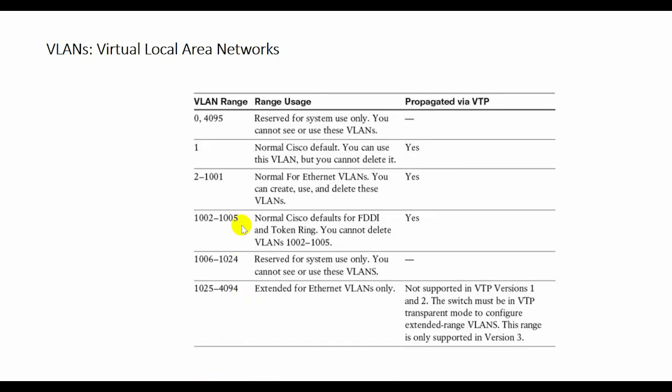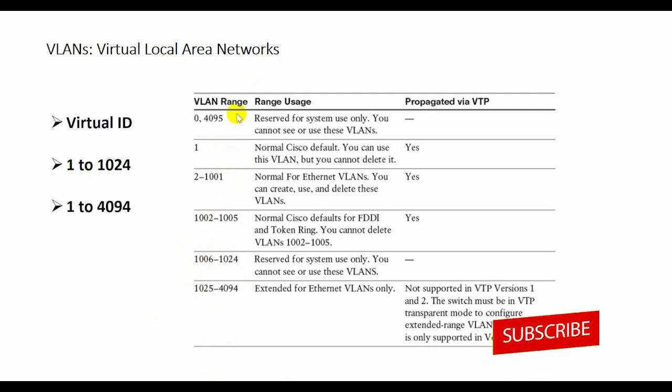Each VLAN on the network must have a unique VLAN ID. The valid range of user configurable VLANs is 1 to 1024. The valid range of VLANs specified in the IEEE 802.1Q standard is 1 to 4094. This table describes VLAN ranges and their use. See the table. VLAN 0 and VLAN 4095 are reserved for system use only, and VLAN 1 is the default VLAN.